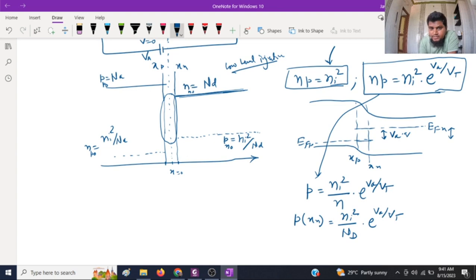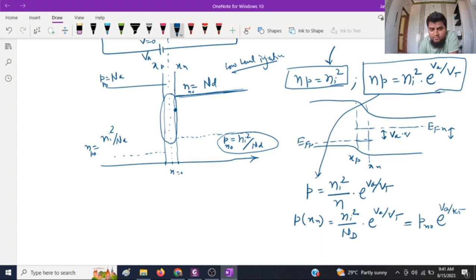So the actual hole concentration will be quite higher than this, and this Ni square by Nd is nothing but Pn0 e to the power V upon kT, right? So Pn0 is Ni square by Nd. That means there will be an extra charge over here.